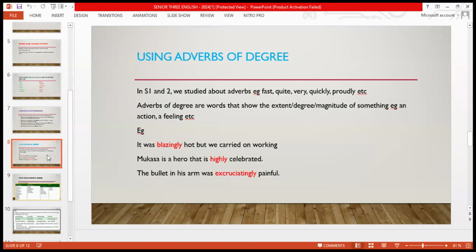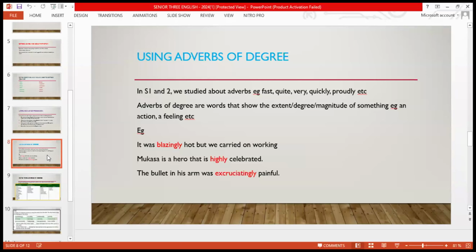In S1 and S2, we studied about adverbs. For example, fast, quick, very, quickly, proudly, etc. Adverbs of degree are words that show the extent, degree, or magnitude of something, for example, an action, a feeling, etc. For example, it was blazingly hot, but we carried on working. Mukasa is a hero, and is highly celebrated. The bullet in his arm was excruciatingly painful.